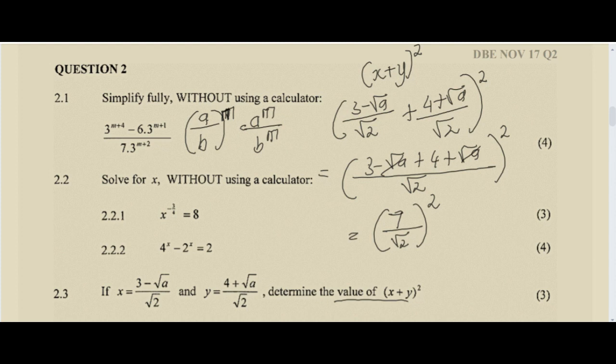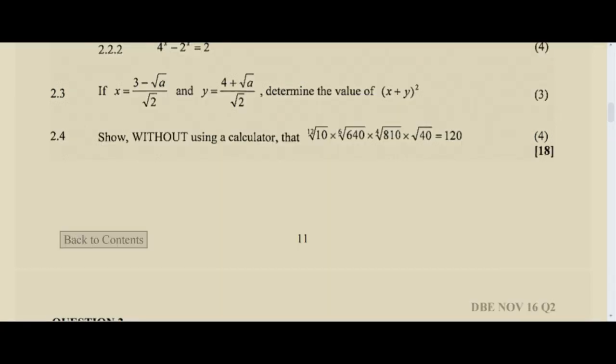Then this will end up being 7 to the exponent of 2 over root 2 to the exponent of 2. Now 7 to the exponent of 2, that's 49, but then root 2 to the exponent of 2, that's just 2, right? Then our solution is 49 over 2. Right, so that's the value of x plus y squared. Okay, so now we have 2.4. It says, show without using a calculator that root 12, 10, multiplied by root 6, 640, multiplied by root 4, 810, multiplied by square root of 40 is equals to 120.